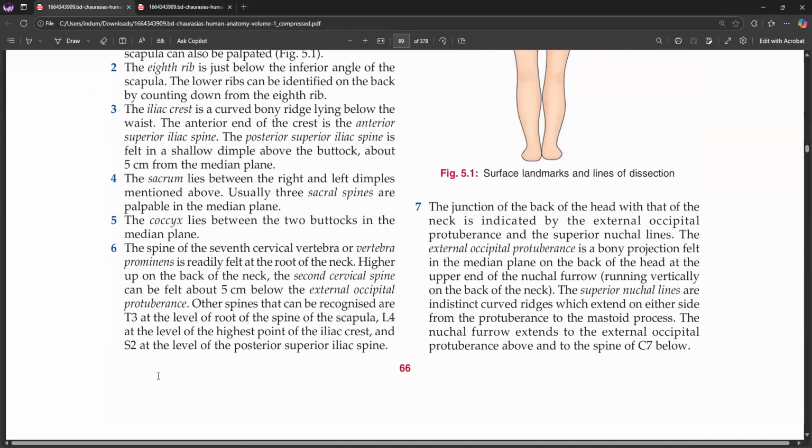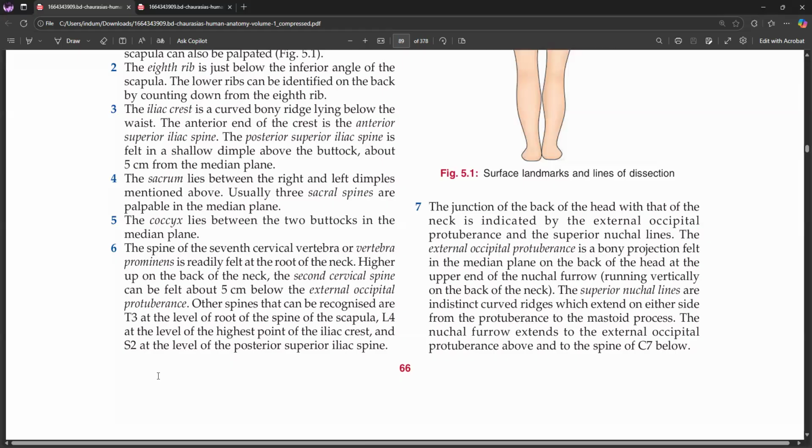Number 6. The spine of the seventh cervical vertebra or vertebra prominens is readily felt at the root of the neck. Higher up on the back of the neck, the second cervical spine can be felt about 5 cm below the external occipital protuberance. Other spines that can be recognized are T3 at the level of root of the spine of the scapula, L4 at the level of the highest point of the iliac crest, and S2 at the level of the posterior superior iliac spine.